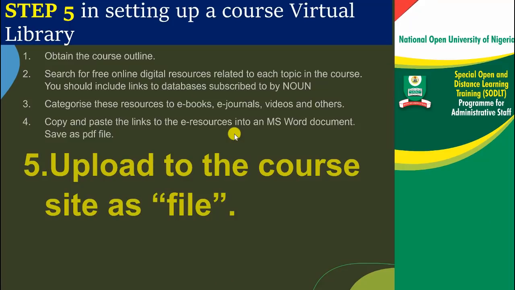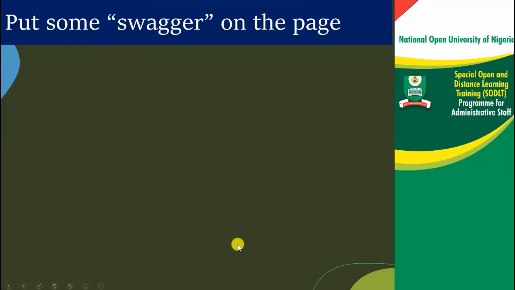Yeah, so back to our 5-step process. We've done it. We uploaded the course to the site and put it as a file. What is this? Put some swagger on the page. Hey, my goodness. So what do I mean by this? What I mean is that on that course page, that EDC virtual library, it looks dull. Let's put some swagger on it.